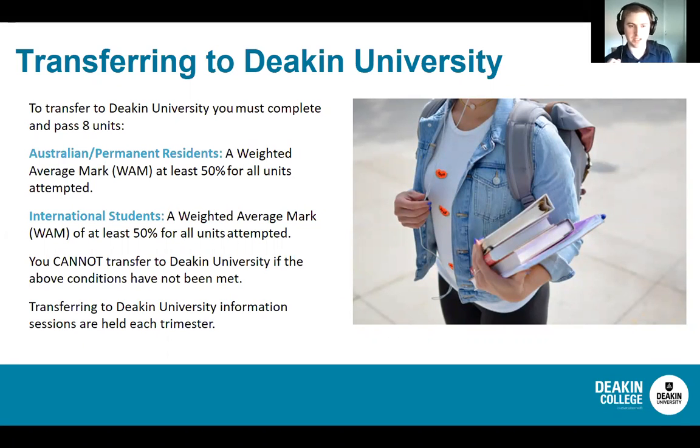The second requirement is that you require a weighted average mark across all of your units of at least 50%. So that's for all attempted units. So effectively, if you pass all your units, then you can transfer to Deakin. But if something went wrong and you didn't pass a unit, then we'd have to look at your WAM and consider whether you still meet the WAM requirements. But the bottom line is you need to have a WAM of 50 or above, an average grade of 50 or above. We hold information sessions about transferring to Deakin each trimester, usually a little bit toward the end.